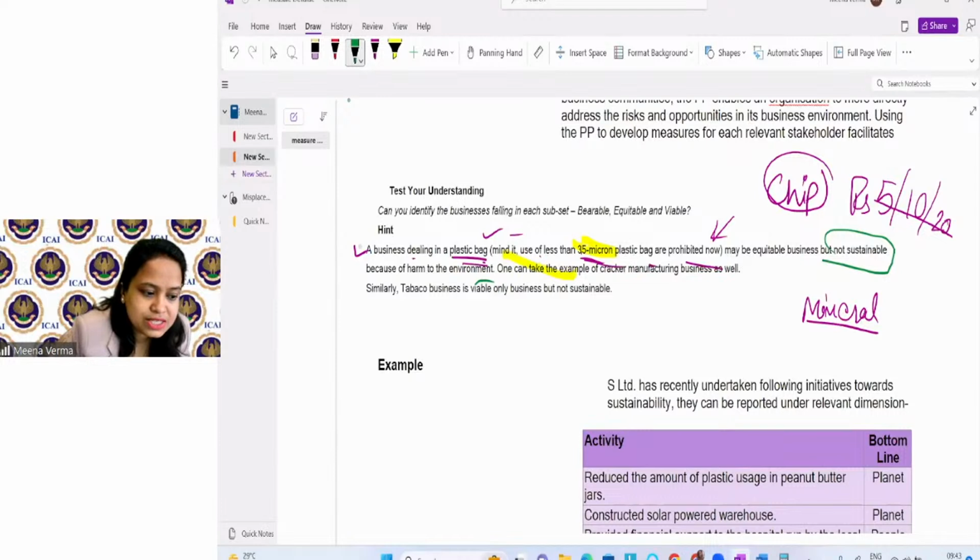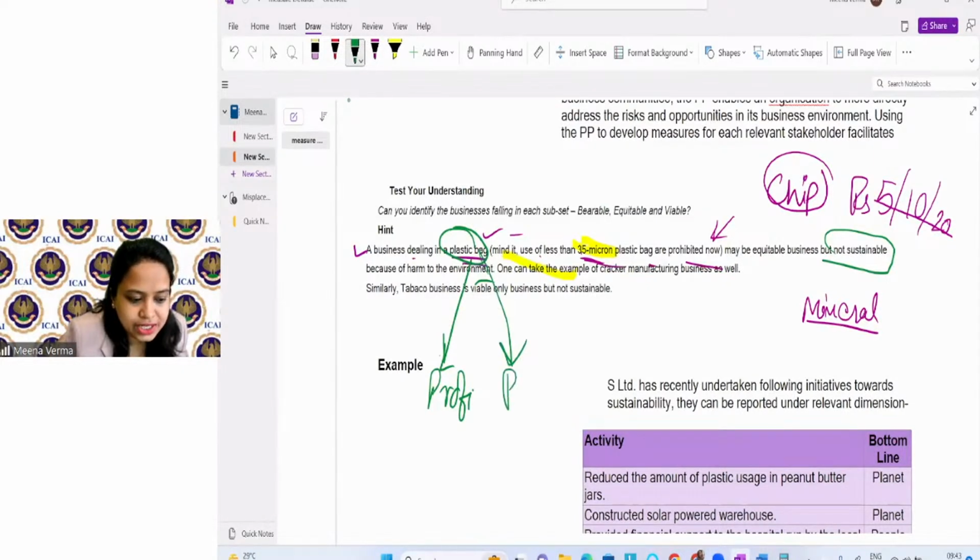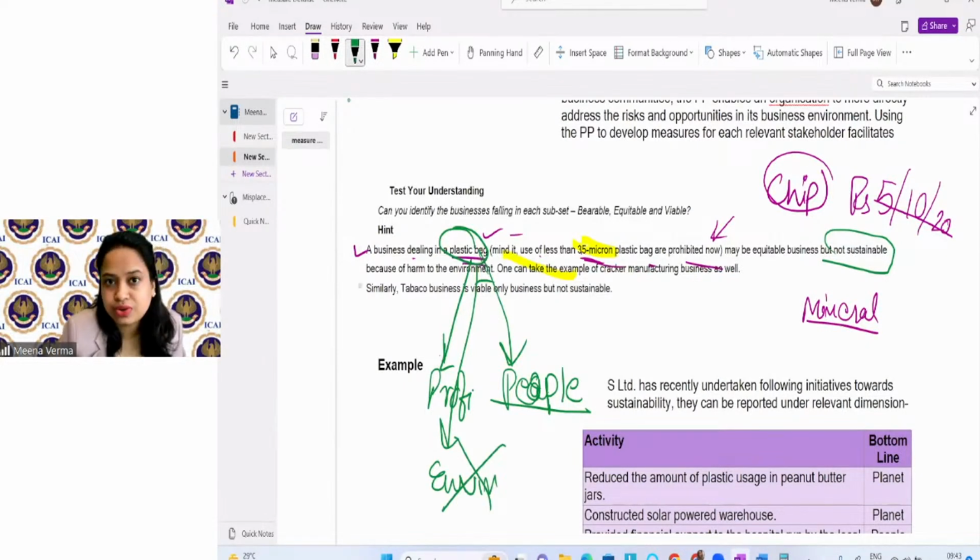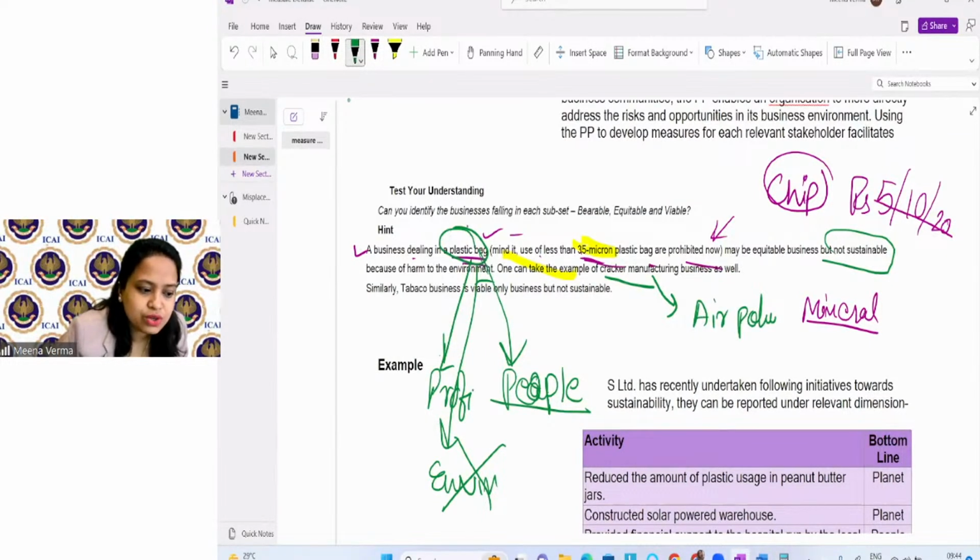So if your business is dealing with plastic, maybe it is profitable, and maybe the society or the people are happy with this. People are happy, but the point is that for the environment, it is not good. You know? So for that reason, one can take the example of a cracker manufacturing business as well. Okay, in the case of cracker manufacturing, they cause air pollution. And this plastic will cause soil pollution because it is not biodegradable.